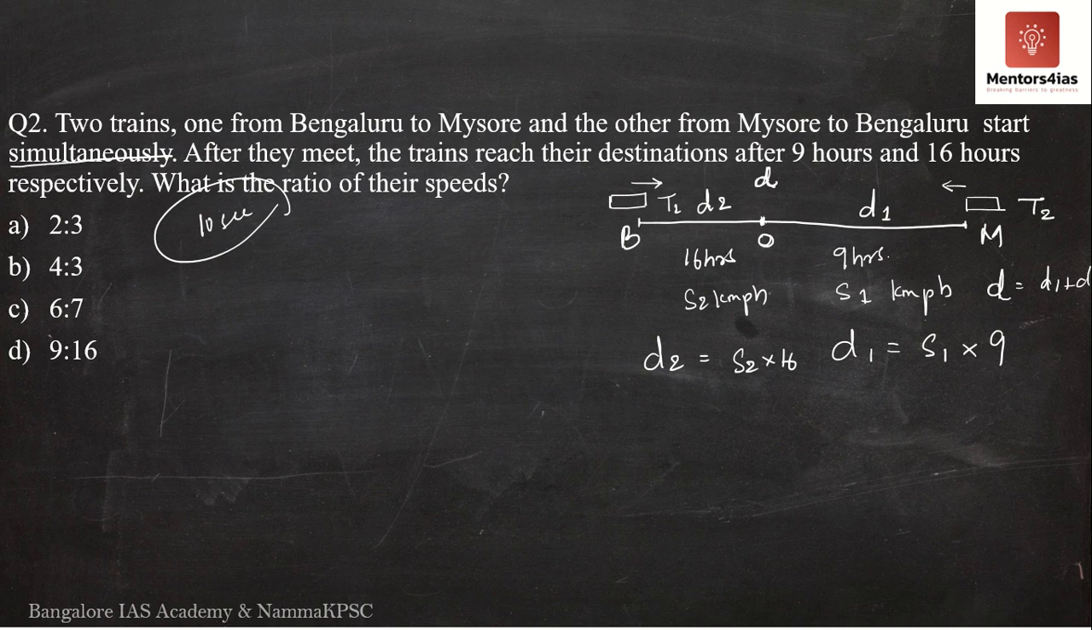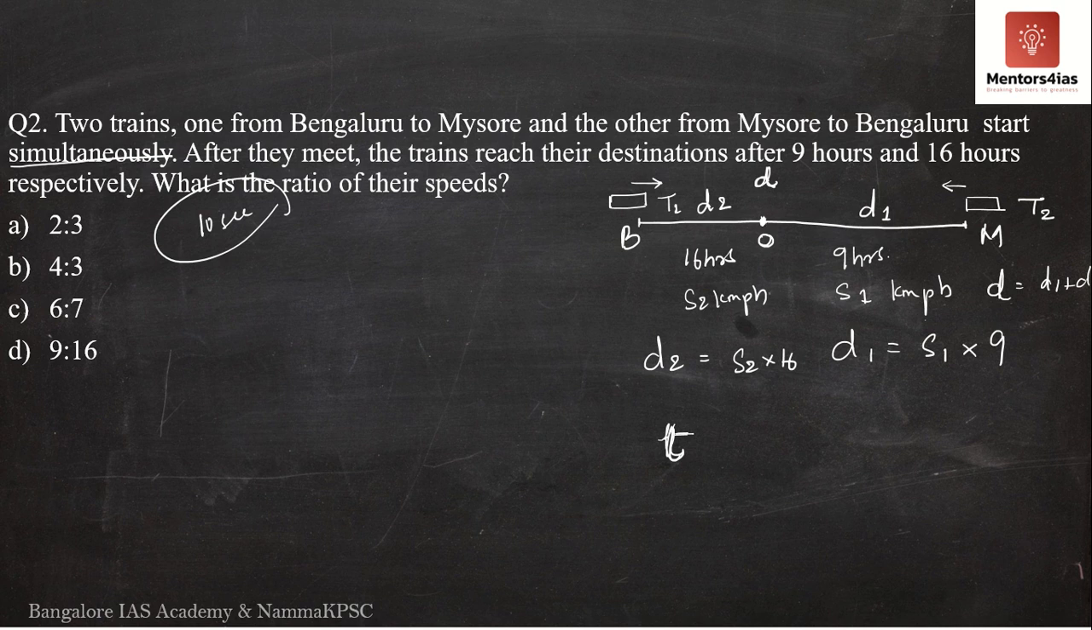So, see here, both trains T1 and T2 leave Bangalore and Mysore respectively at the same time. So this train is moving towards Bangalore, this train is moving towards Mysore. They meet at O. Meaning what? Train T1 takes time T, let it be T time, to cover distance D2 to reach O. Similarly, train T2 also takes the same time to cover distance D1 and reach the meeting point O. I hope you understood this.